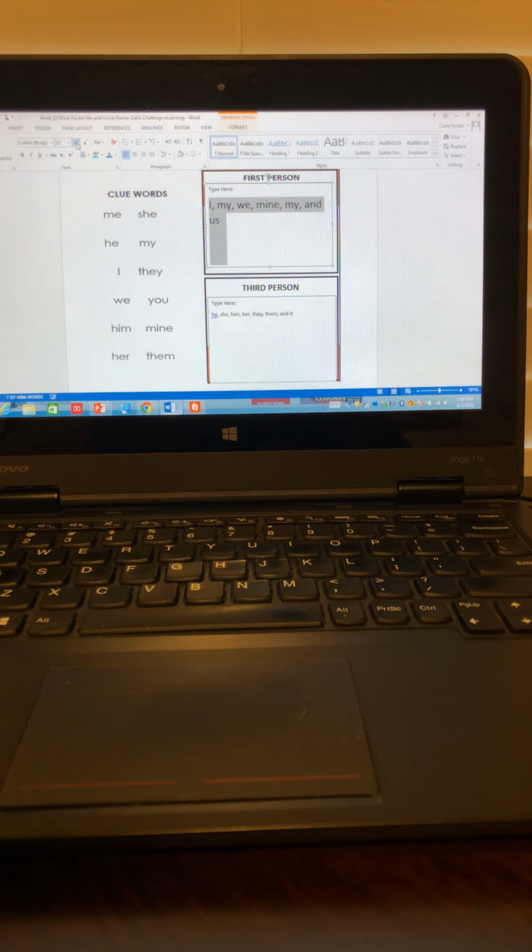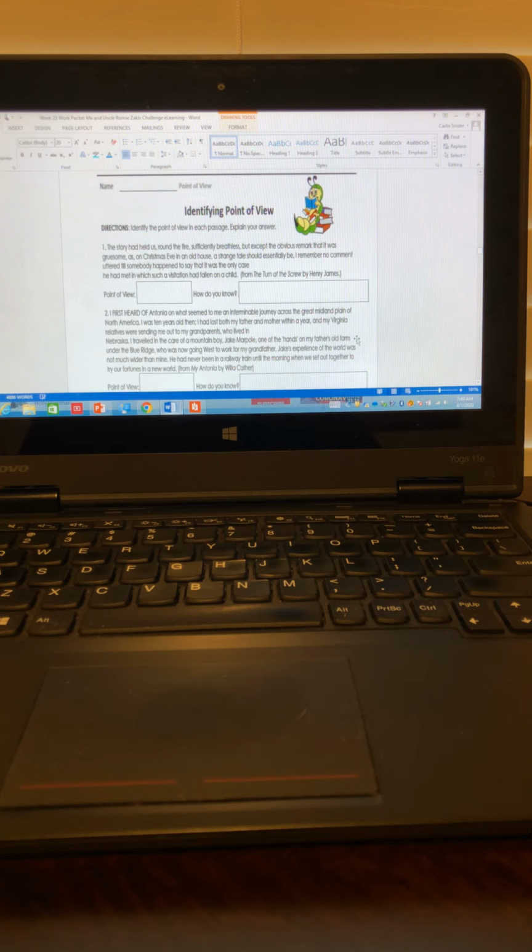For words that we have that could be used for each of these, if you look in the first person box, we have included I, my, we, mine, and us. Us was not on the list, but I'm going to ask you to please go ahead and add that to your first person box. In our third person, we added he, she, him, her, they, them, and it.